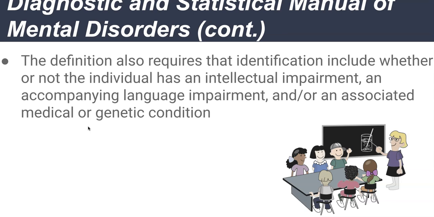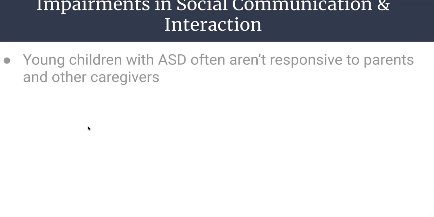The definition also requires that identification include whether or not the individual has an intellectual impairment, an accompanying language impairment, and or an associated medical or genetic condition. So you don't have to have those, right? But if someone is categorized with autism, we also need to include where they are intellectually, language-wise, and medically.